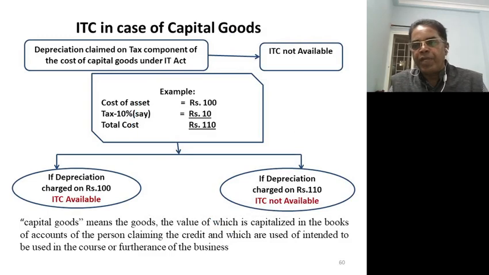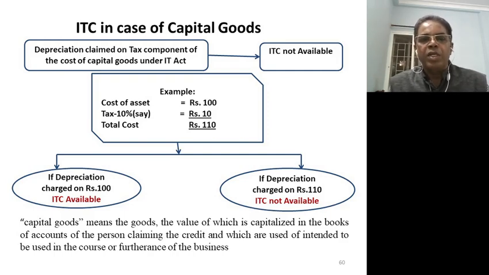Now in case of capital goods. Capital goods means machinery and the like. Here the question is whether depreciation is claimed or not. If depreciation is claimed, we cannot adjust ITC. If depreciation is not claimed, we can adjust ITC. The best example: if there is a depreciable asset or a machinery that is depreciated, ITC is not available.